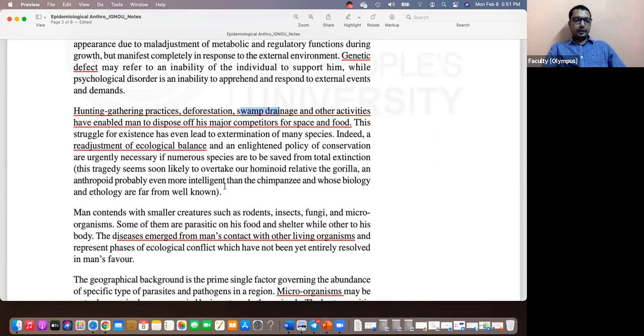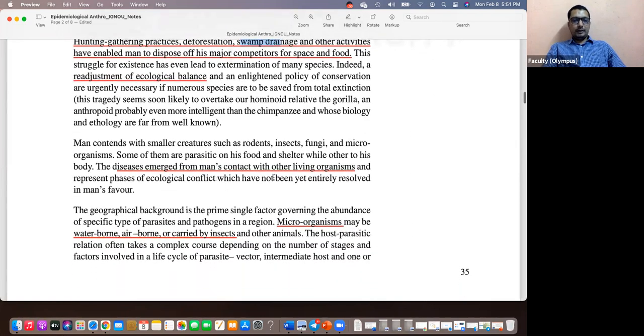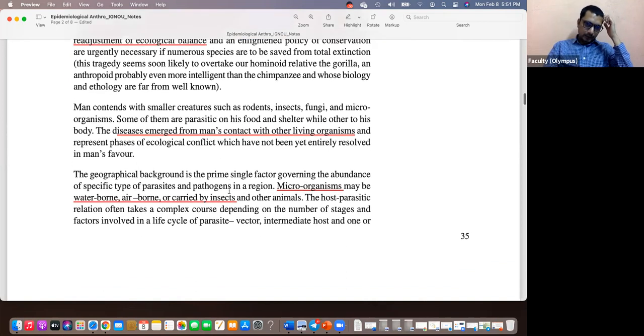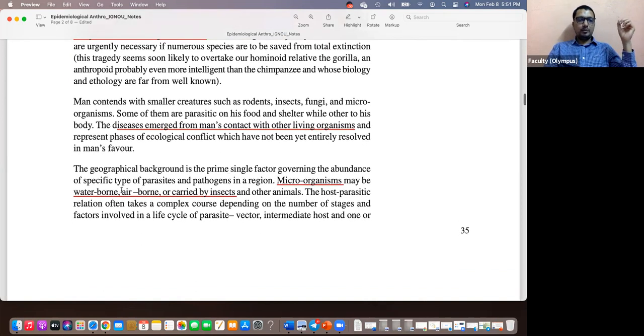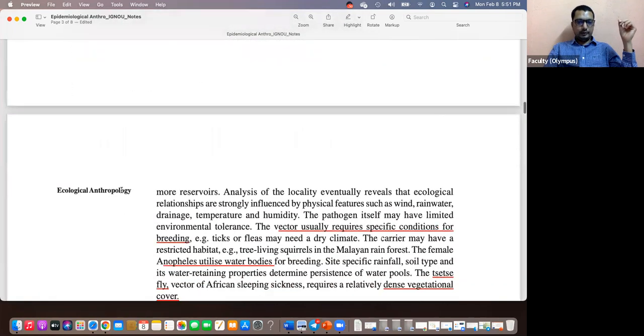But I'm moving in a different direction here. So diseases emerge from man's contact with other living organisms and represent phases of ecological conflict. So as we went closer to these animals, started exploiting them and domesticating them, more and more problems started in human culture. And I was already telling you this, microorganisms may be waterborne, airborne, vector-borne diseases. I already discussed that.